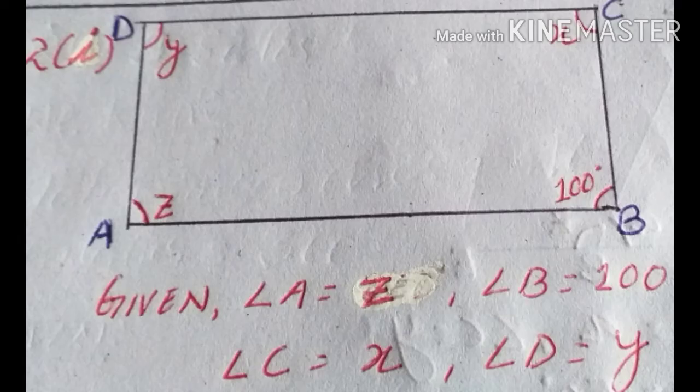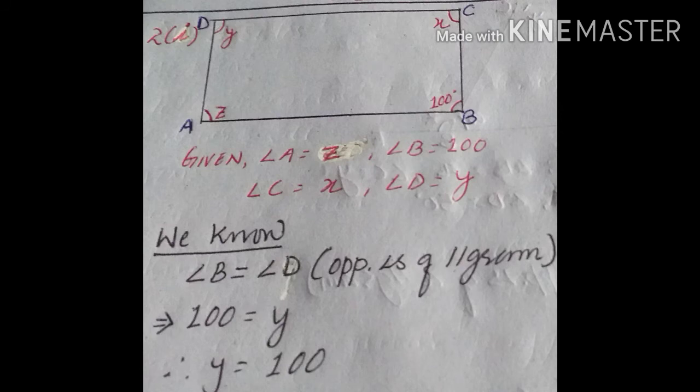Okay. Now what is given? Angle A equals Z, angle B is 100, angle C is X, angle D is Y. We have been given this. Now we know, as we just read in the introduction, that the opposite angles of a parallelogram are the same. So here we will get angle B equals angle D. These two are the same. Angle B is 100 degrees, angle D is Y. Therefore Y we got as 100 degrees.